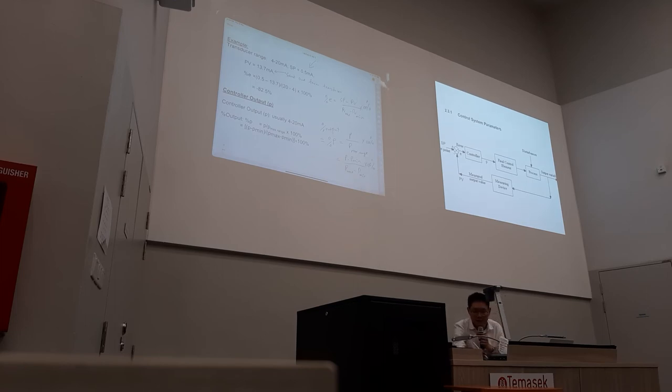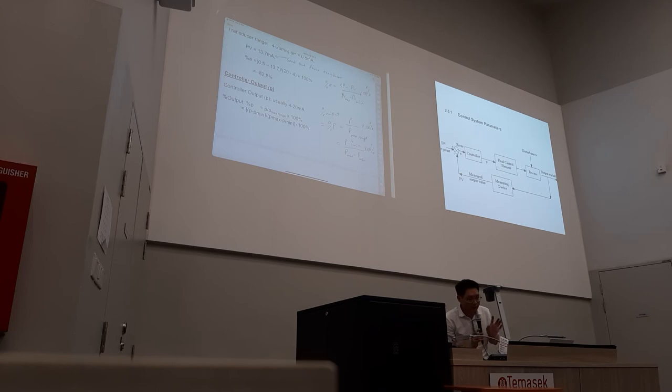Let me see any example we have. We don't have the example for this one, but in the tutorial you will see this example. But the important thing that you need to bear in mind is the output of the controller, this small p, refers to the signal that I calculate and I send out to the final control elements. Okay?